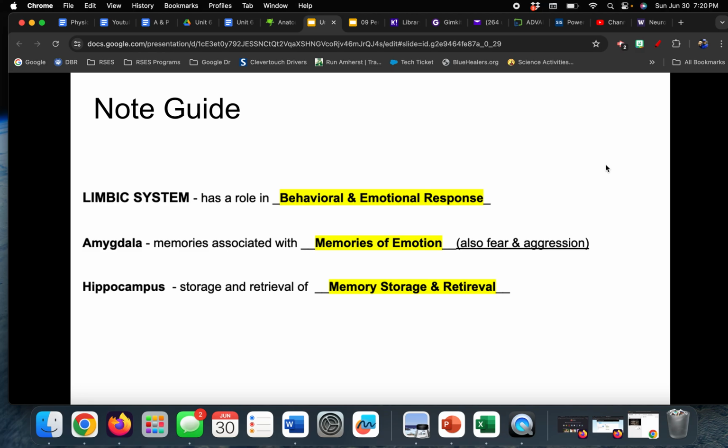And last thing you need for notes. So pause here, and once you're done, you are done.